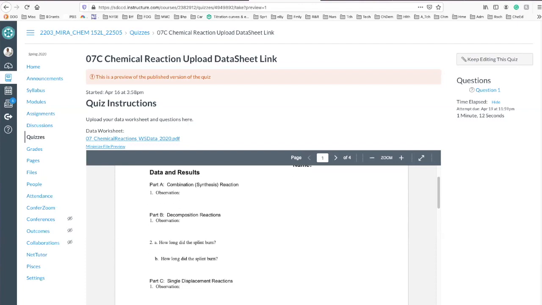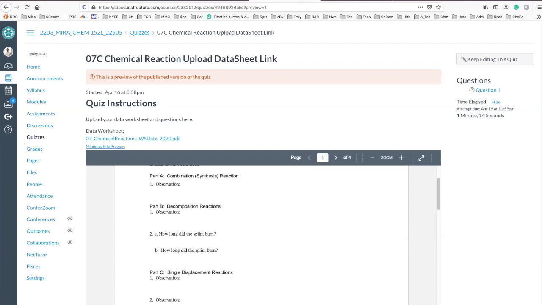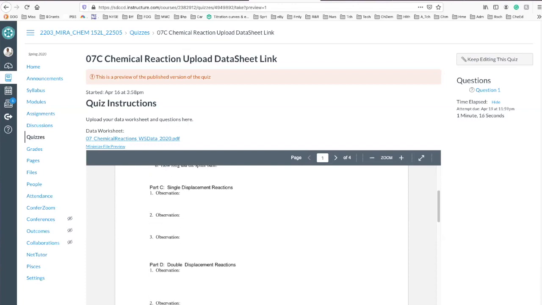Single displacement reaction, you're writing down the observation. Double displacement reaction, you're writing down the observation. Writing down observation in science is very important. You don't want to just be haphazard. You don't want to be writing just 1 sentence, like, oh, I see a flame, and then move on to the next one. It's got to be descriptive.